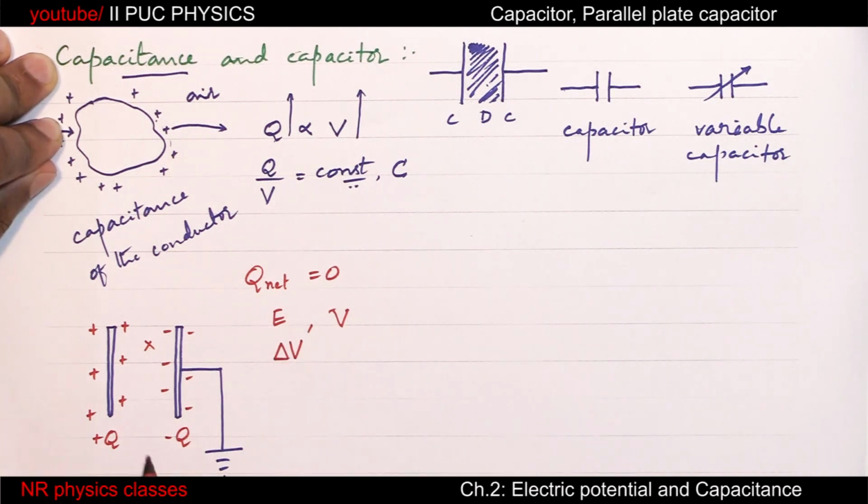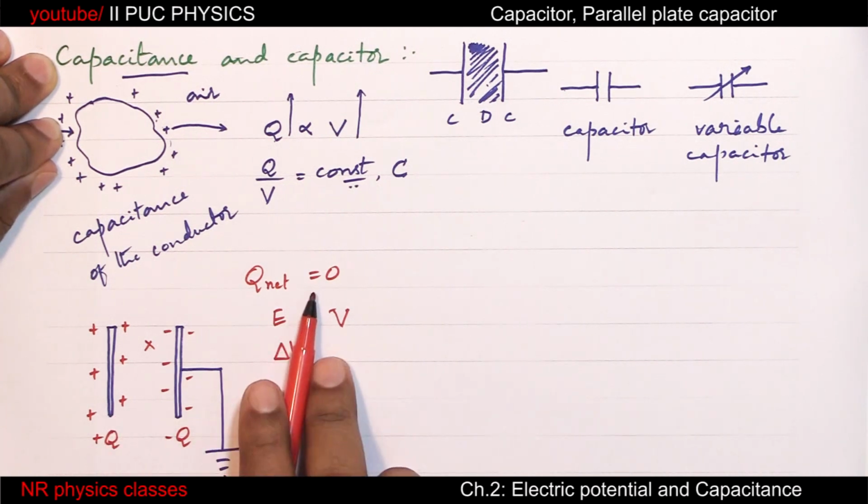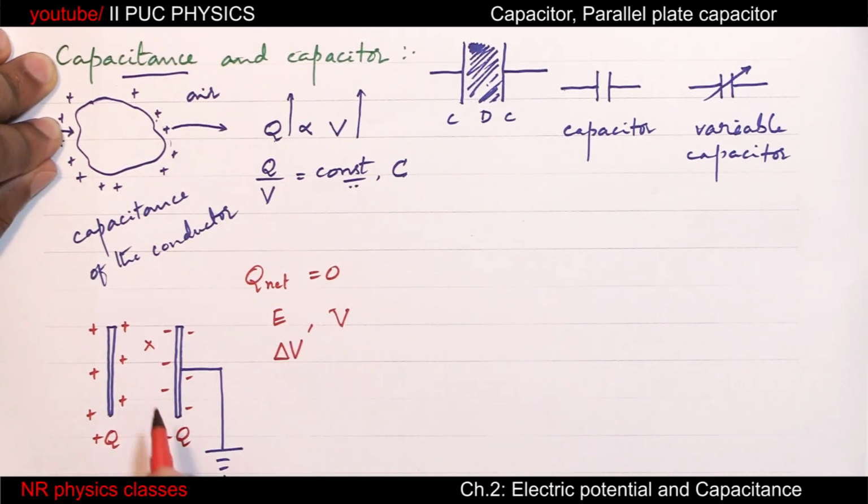In this case, charge is stored at one of the plates, equal and opposite charge is induced. Therefore, this arrangement can hold charge. Students, I told you, charge always refers to charge on each plate. It is not total charge. Now, this arrangement can store charge. So, capacitor is an arrangement which is used to store charge.